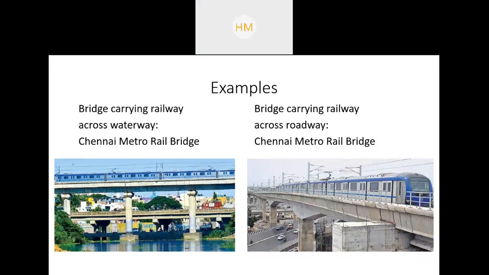The Chennai Metro Rail Bridge is a good example of a bridge that partially crosses water and partially crosses roads. The image on the left shows the portion where the Adyar River is being crossed. And the image on the right shows the bridge crossing the Valasaravakkam flyover.